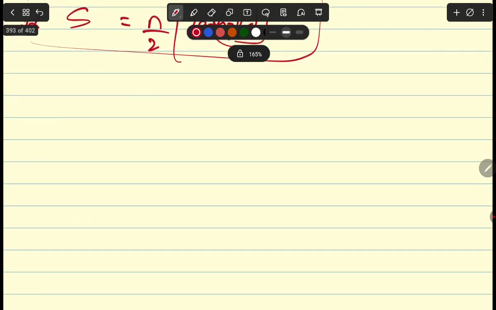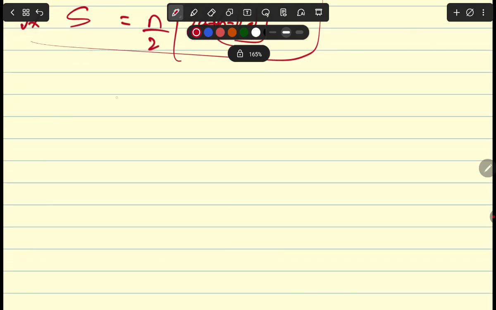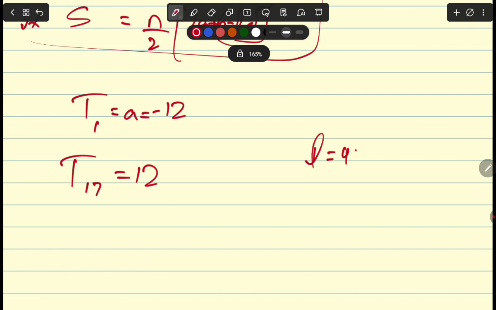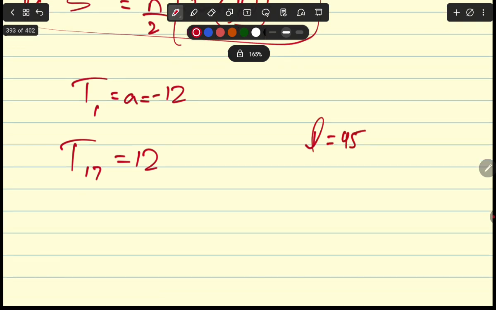Now let's do a worked example. Let's say that the first term, or A, is equal to negative 12. The 17th term is 12, right? And the last term is 45. Now, what if you're asked to find the sum, given that this is an arithmetic progression?